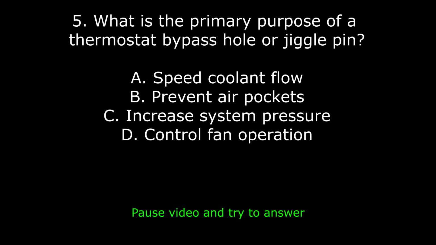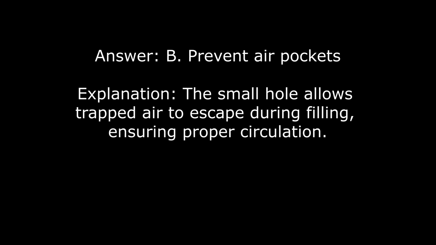5. What is the primary purpose of a thermostat bypass hole or jiggle pin? A. Speed coolant flow. B. Prevent air pockets. C. Increase system pressure. D. Control fan operation. Answer: B. Prevent air pockets. Explanation: the small hole allows trapped air to escape during filling, ensuring proper circulation.